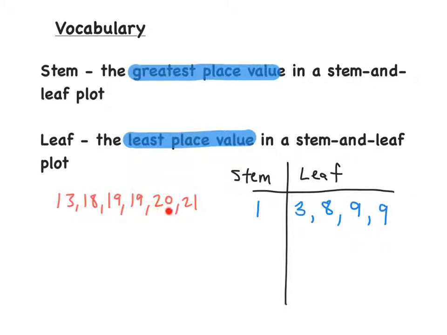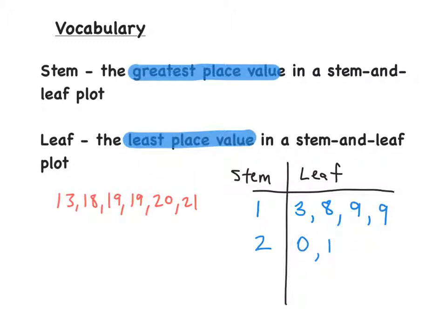Now we have 20. The greatest place value is 2. So that's the stem. The least place value of 20 is 0. And that's the leaf. Last one, the stem of 2 is already there. And then we just have to add another leaf in for 1.